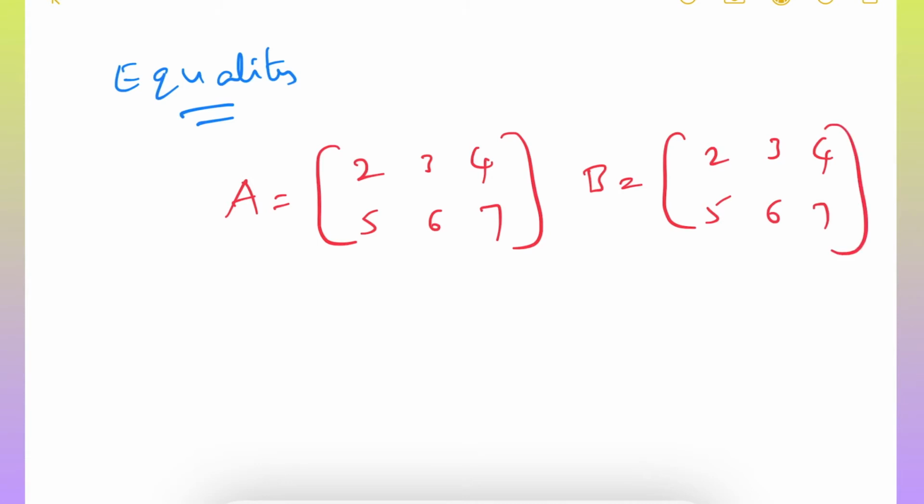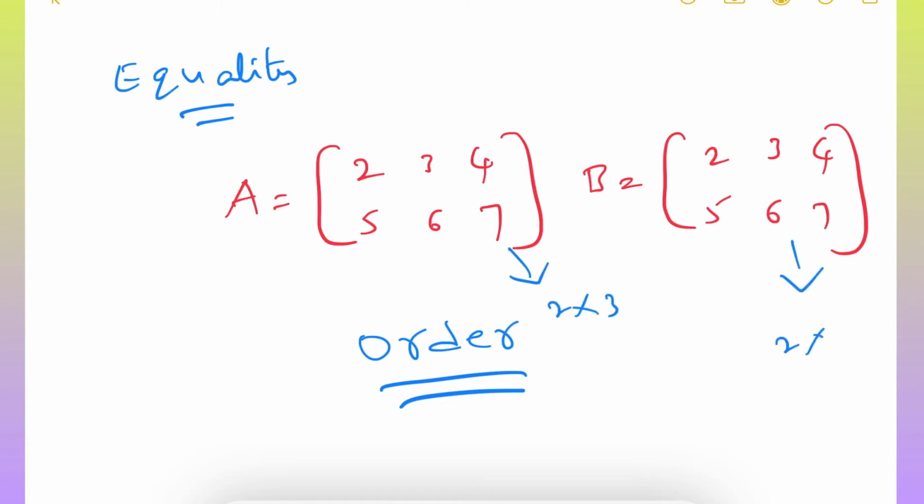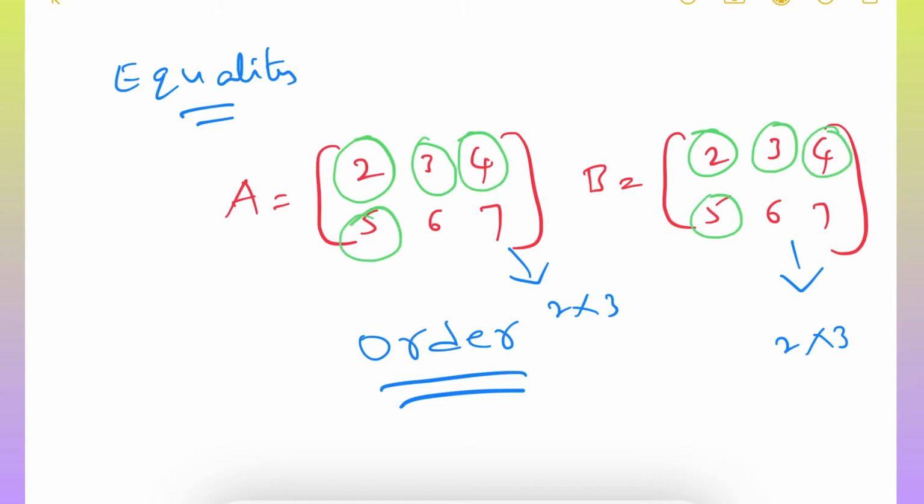First of all, to check whether both the matrices are equal or not, the order matching is a must. If matrix A is a 2 by 3 matrix, then matrix B should also compulsorily be 2 by 3. Next, we need to check each and every corresponding element. Here the first one is 2, here also 2. Here it is 3, here also 3. Here it is 4, here also 4. Here it is 5, here also 5. Second row, second column 6, here also 6. Second row, third column 7, here also 7.